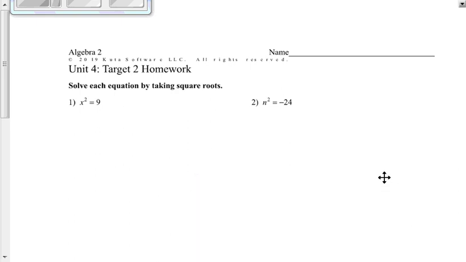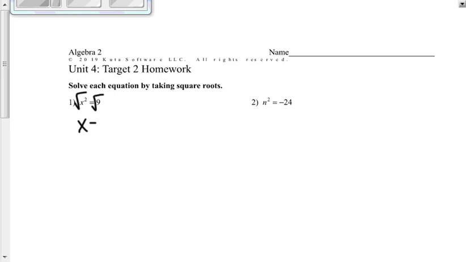Here is your homework over target 2. So just a reminder, we're getting our variable by itself and we're getting rid of the squared by taking the square root of both sides. So at number 1, it's actually pretty basic because all we have to go straight into is the square root.